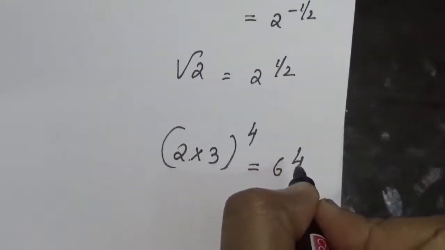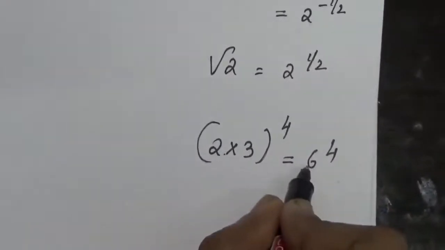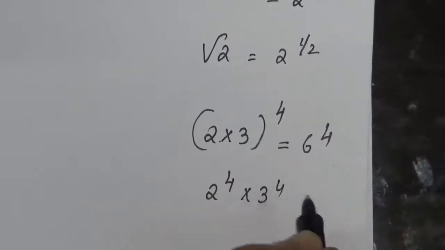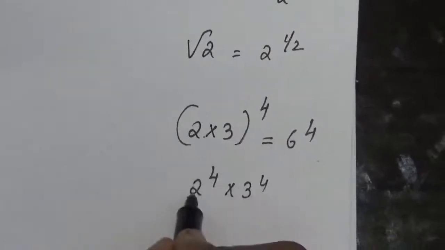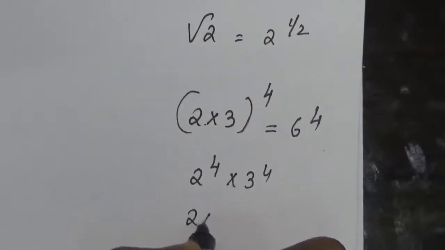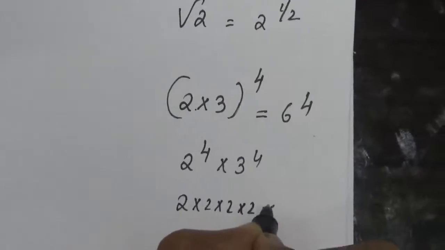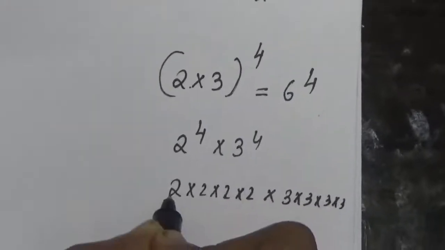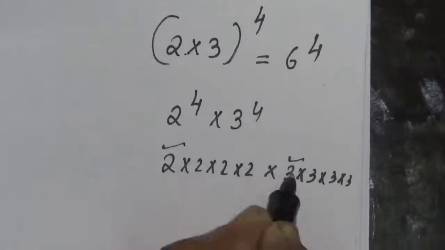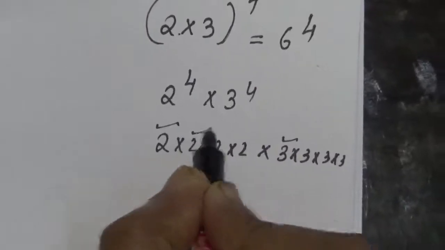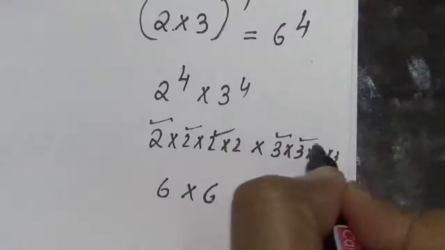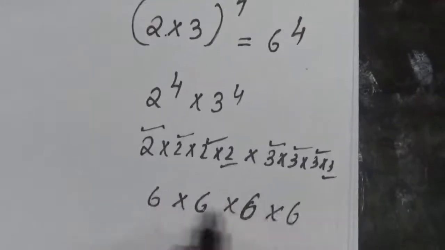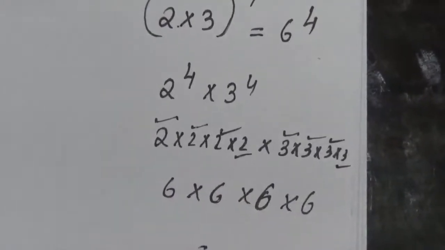Am I right? So here you have to check whether 6 to the power 4 is the same as 2 raised to 4 into 3 raised to 4. Okay, so we will check it. 2 raised to 4 into 3 raised to 4 means it is 2 into 2 into 2 into 2 into 3 into 3 into 3 into 3. So you can connect this 2 and this 3, that is 2 into 3 is 6, and this 2 and this 3 will get another 6, and another 6, and another 6. So we have multiplication of 6 four times, that is equal to 6 to the power 4.